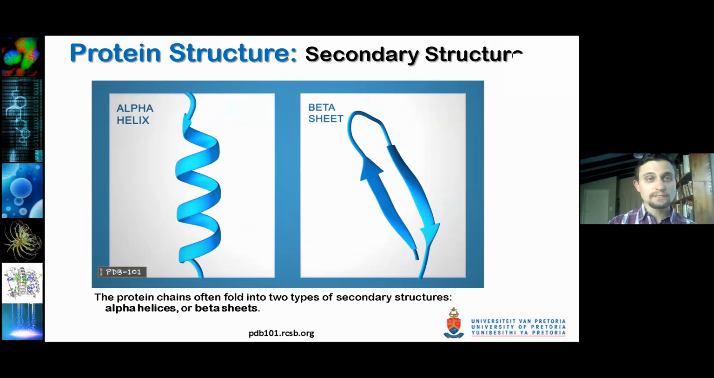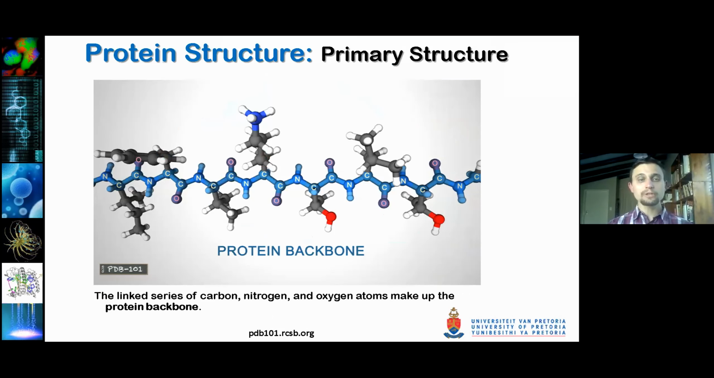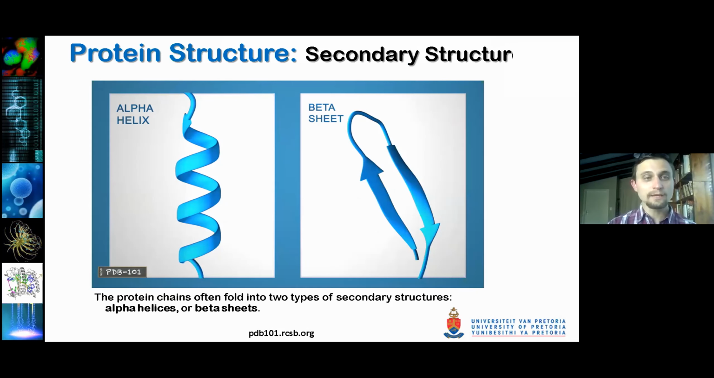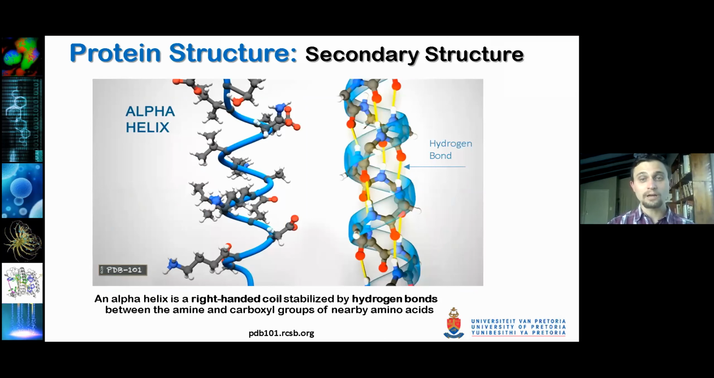Let's go to the secondary structure. You have the primary structure, which is just the sequence of different amino acids forming a long chain. And then there are two distinct types of secondary structures, which often form the so-called alpha helix and the beta sheet. They are stabilized by hydrogen bonds. A hydrogen bond is a relatively strong interaction, so these secondary structures are relatively stable.